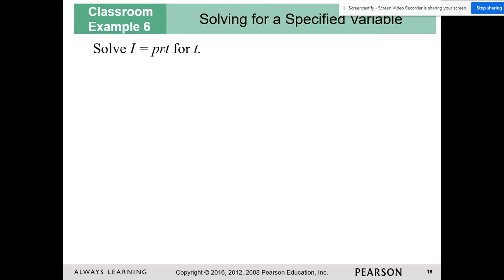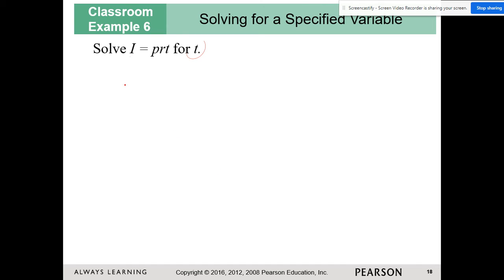So for example, this is the formula for interest. Interest is equal to principal times rate times time. This is simple interest. And we were to solve for t. The reason why we would do this is sometimes we're just trying to rearrange the formula in such a way that it is easier for what we're trying to do.